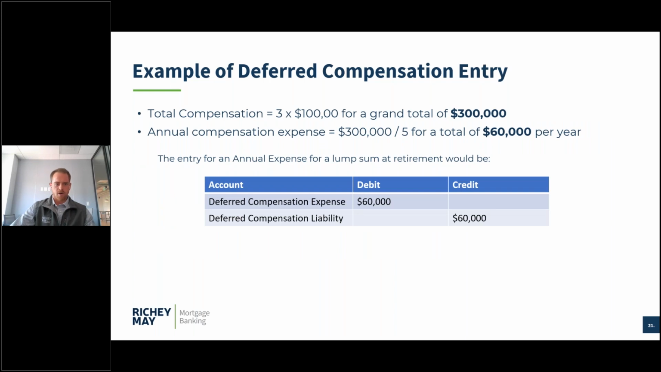We continue it here, and the calculation for this deferred compensation entry is going to be total compensation, which is going to be the 3 years that they agreed to pay him his salary of $100,000, so a total of $300,000. And then we are going to take the annual compensation expense, that $300,000, for the 5 years left before retirement, and then in turn creates the entry for annual expense of a lump sum at retirement would be $60,000 debited to deferred comp expense, and then $60,000 credit to the deferred comp liability.